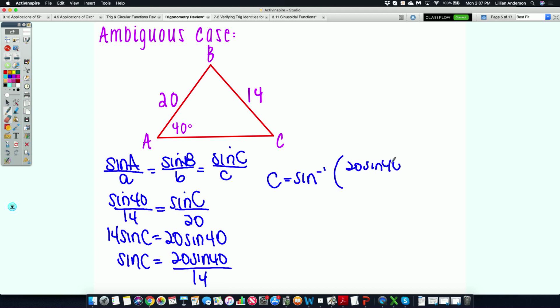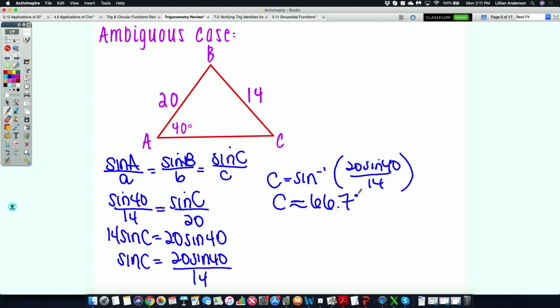You want to make sure you're in what mode? Degrees. What did you guys get for angle C? 66.7. Now, because I said this is a particular ambiguous case, did you find the other angle C?